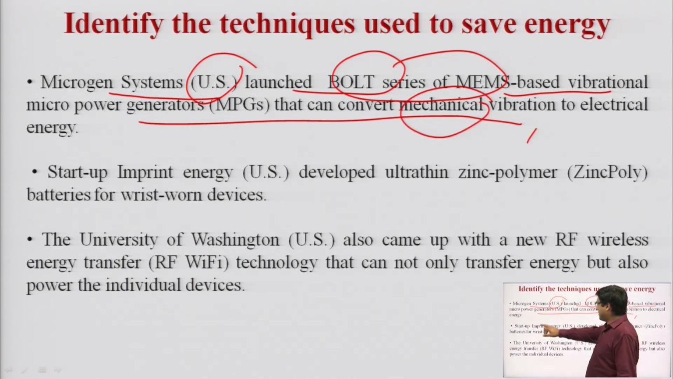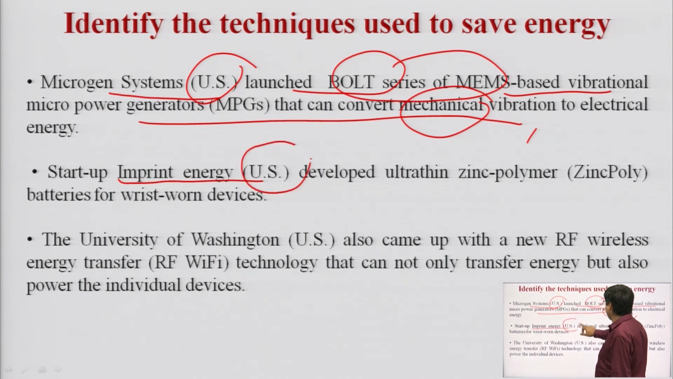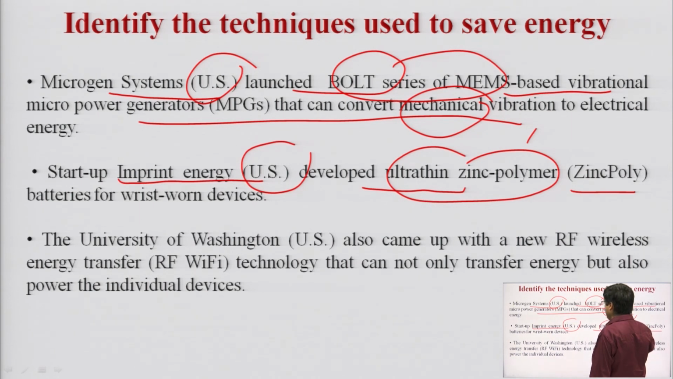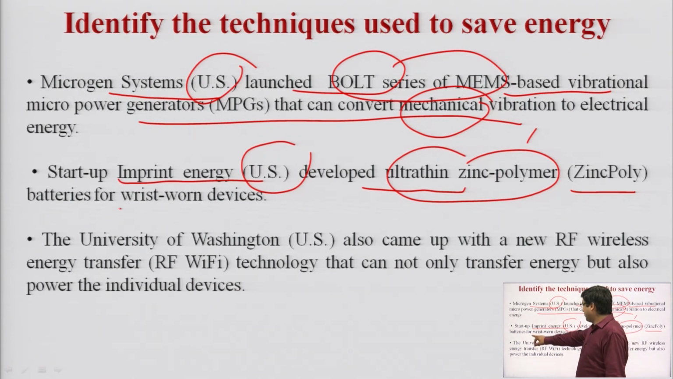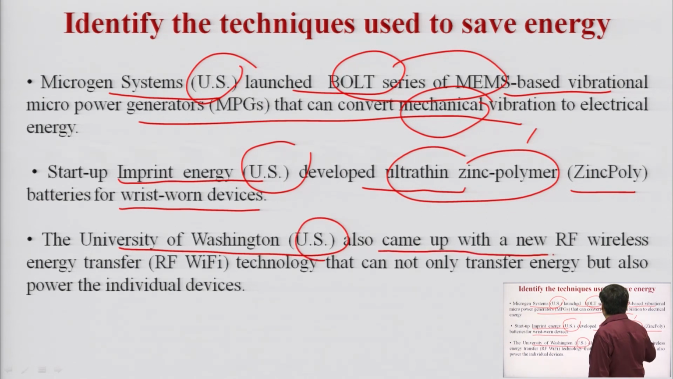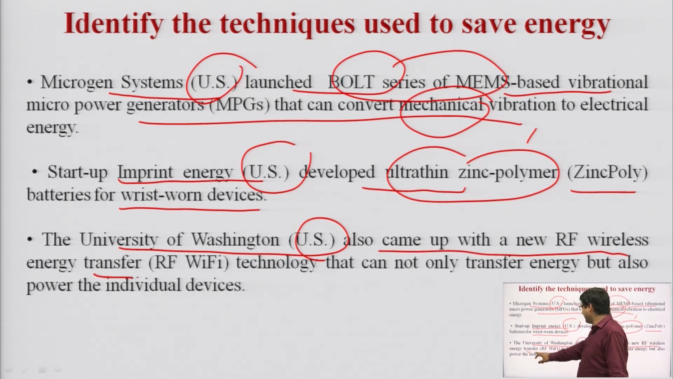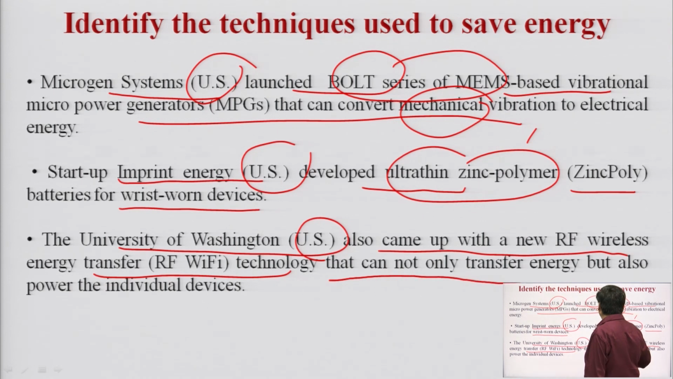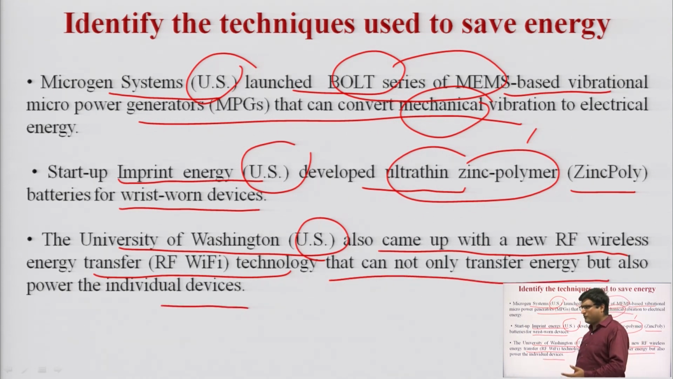Okay. The startup Imprint Energy, a US company, developed ultra thin zinc polymer batteries that can save energy for wrist-worn devices. Okay. The University of Washington in the US also came up with a new RF wireless energy transfer Wi-Fi technology that can not only transfer energy but also power individual devices. Soon we will see all these types of batteries in our market.